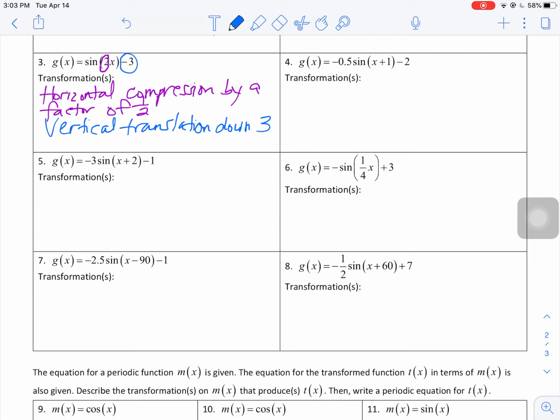On 4, the minus sign in the very front is your reflection over the x-axis. Your 0.5 is in between 0 and 1, so that would be a vertical compression.